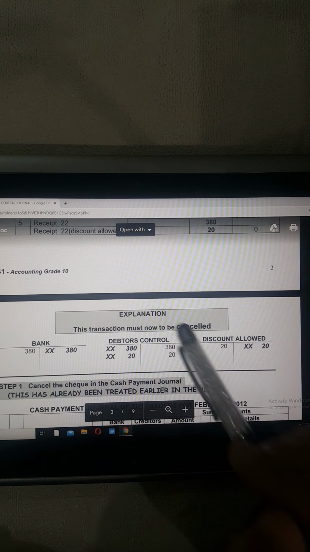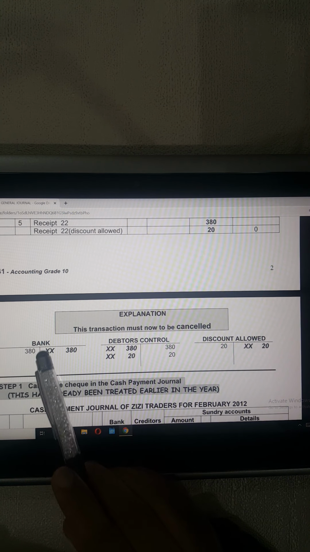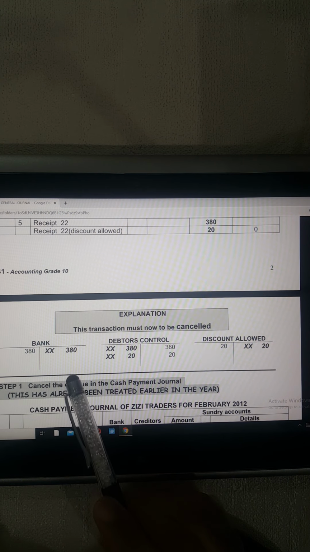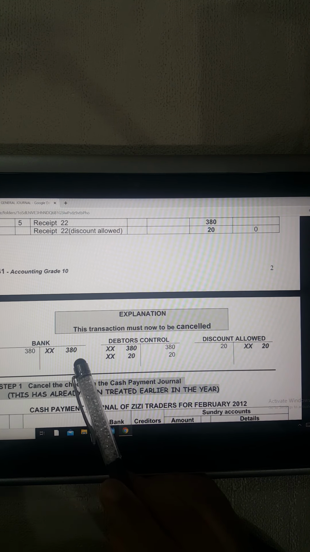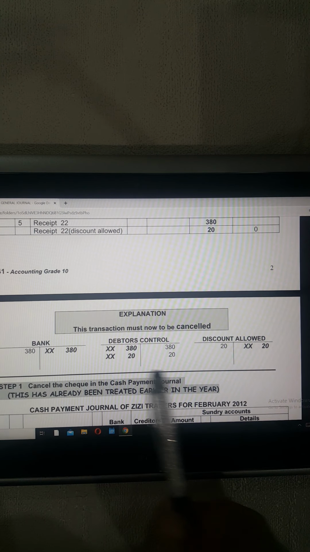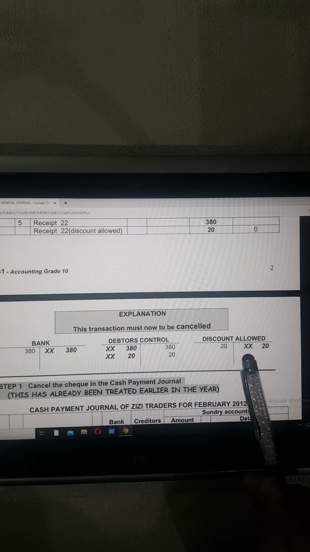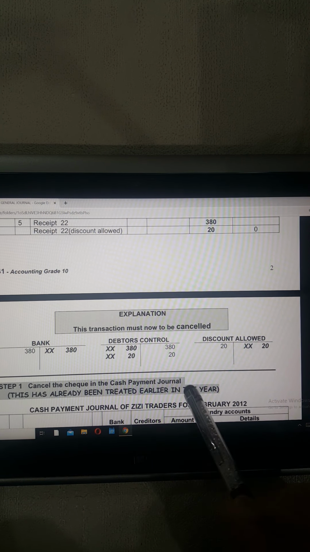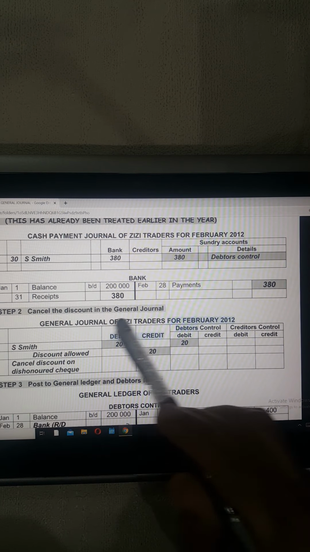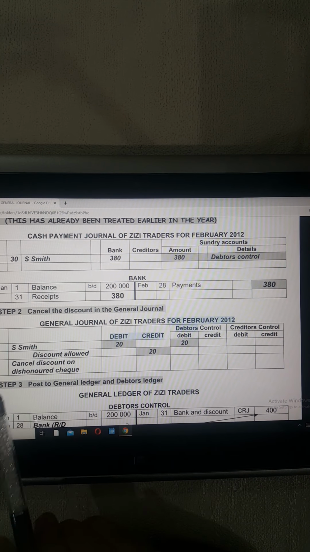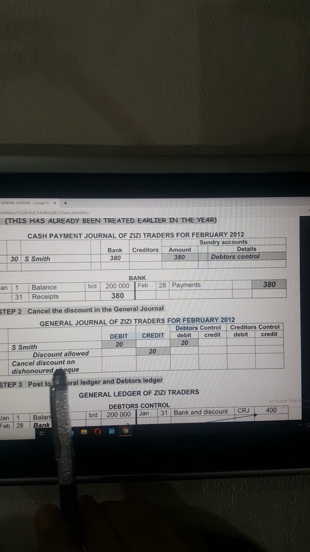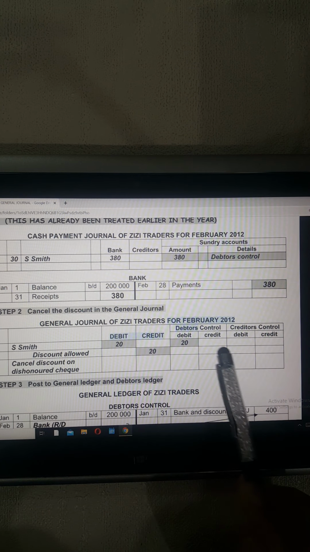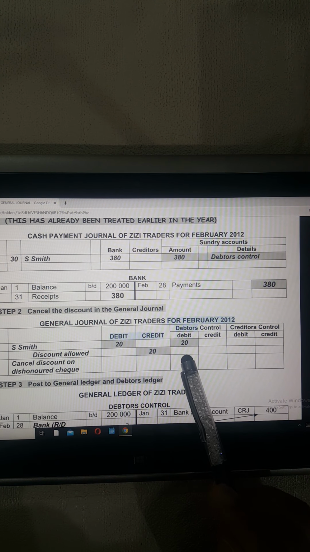So if you look here, you see this transaction here, right? This one where you credited the bank and you debited the debtor's control, that one is going into the CPJ and the debtor's journal, right? Now the discount allowed part of the transaction, where we're cancelling the check, when we're crediting the discount allowed and we're debiting our debtor's control, that one is the one that we are focusing on in the general journal. So we're debiting the debtor and we're crediting the discount allowed. We've reversed the transaction, 20 Rand debit, 20 Rand credit, and your debtor's control gets a 20 Rand debit.